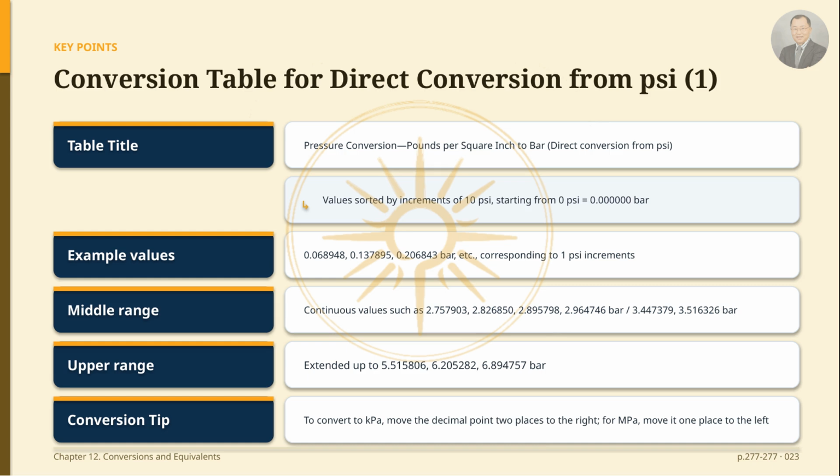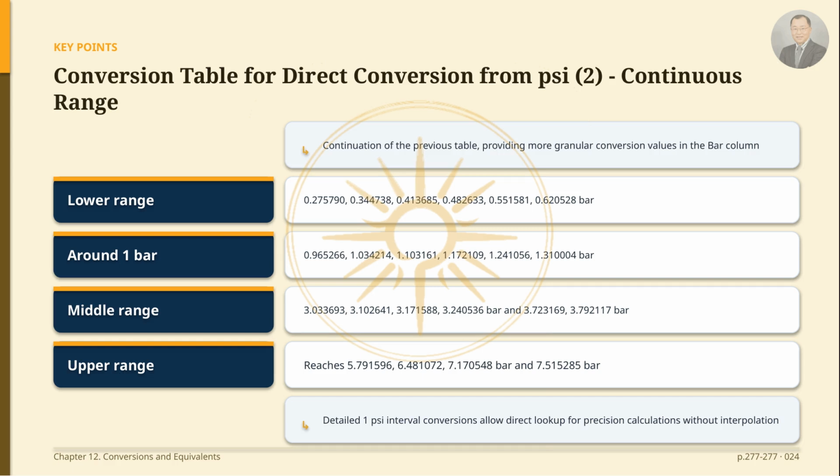This slide is a continuation of the SI conversion table we looked at previously, providing more finely subdivided conversion values for the bar column. For instance, precise figures such as 0.275790 bar in the lower range or 1.03214 bar around 1 bar are listed. Rather than listing every value, I recommend that engineers look up the specific range needed during actual calculations. Since it is organized in detailed 1 pound per square inch intervals, it is advised to find the value immediately from the table and apply it precisely without separate interpolation calculations.